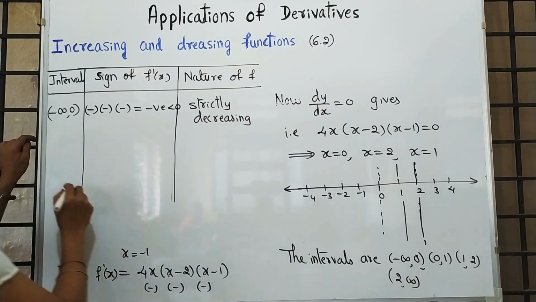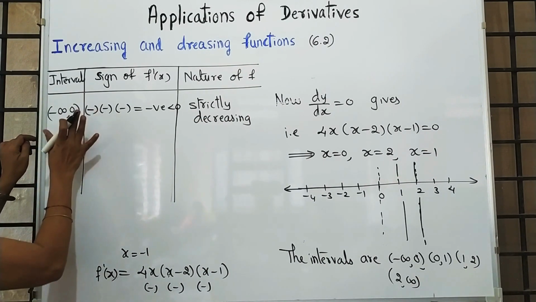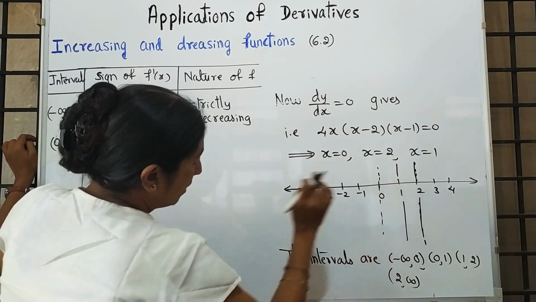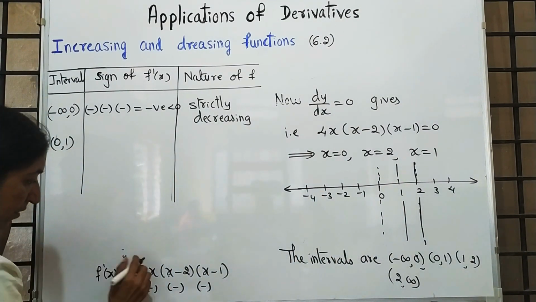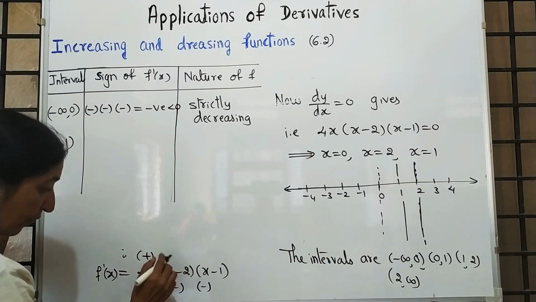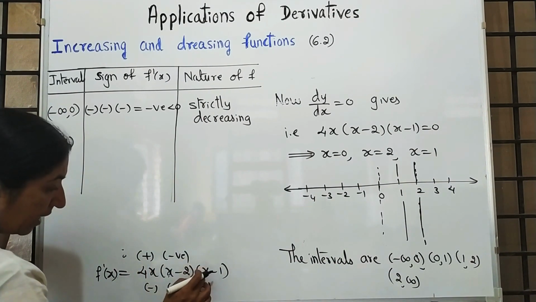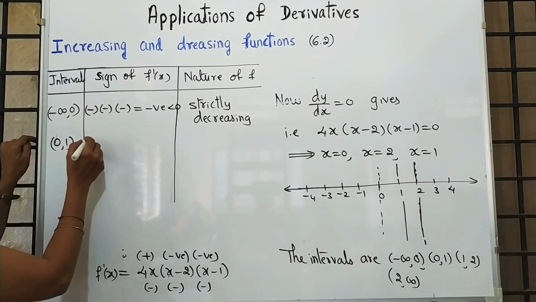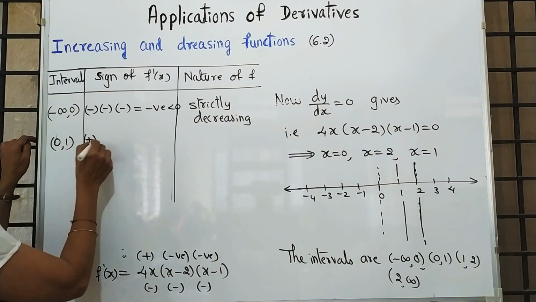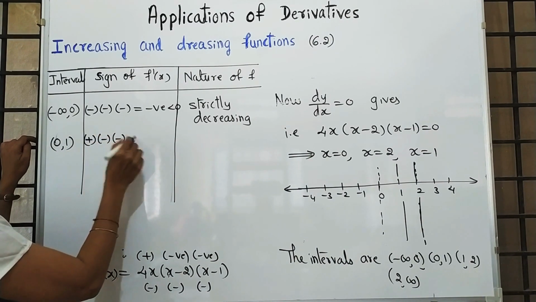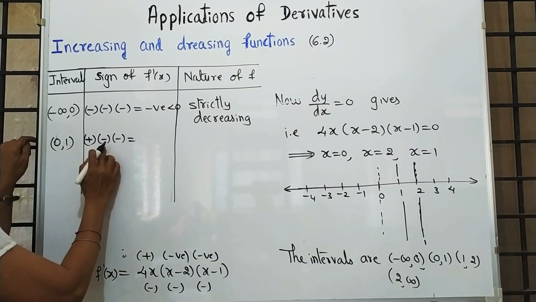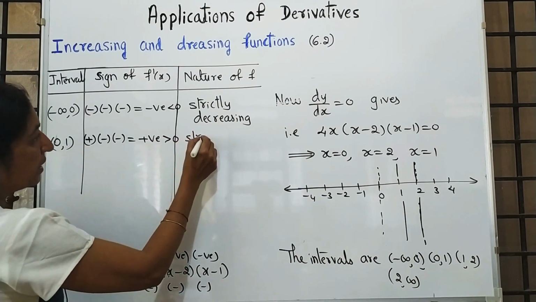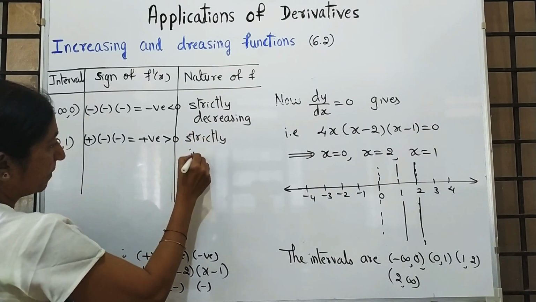Next, 0 to 1. In between 0 and 1, if you take 0.5, first outside positive, 0.5 minus 2 is negative, and 0.5 minus 1 is negative. So it is positive, negative, negative. Plus into minus is minus, minus into minus is plus. Greater than 0. Strictly increasing.